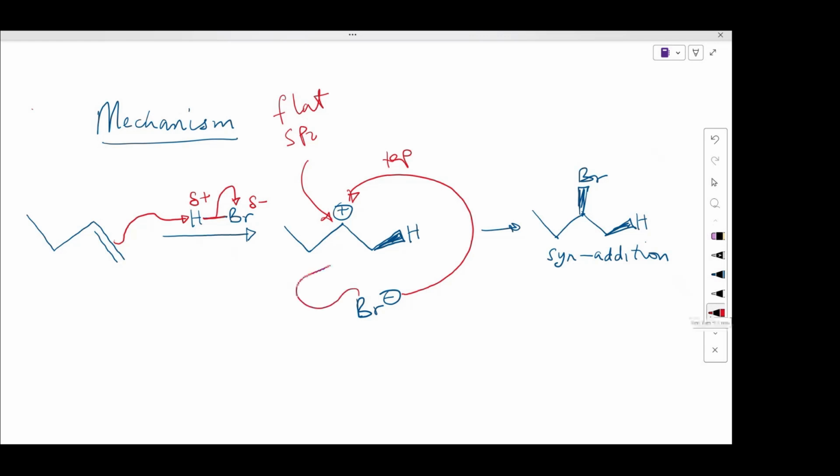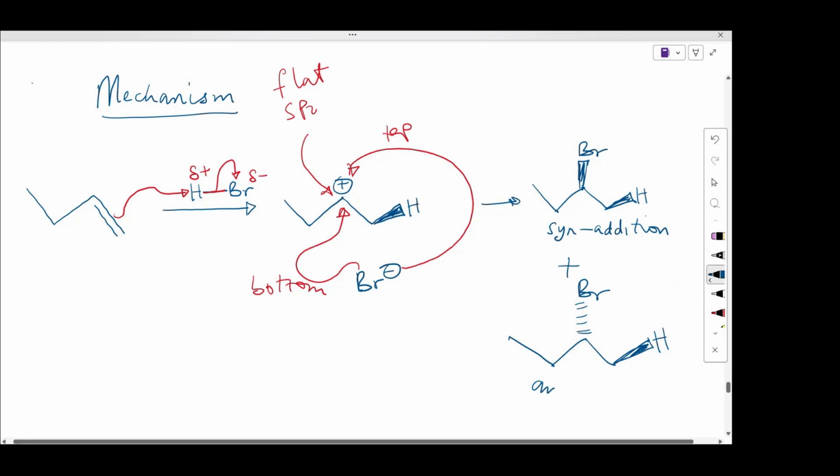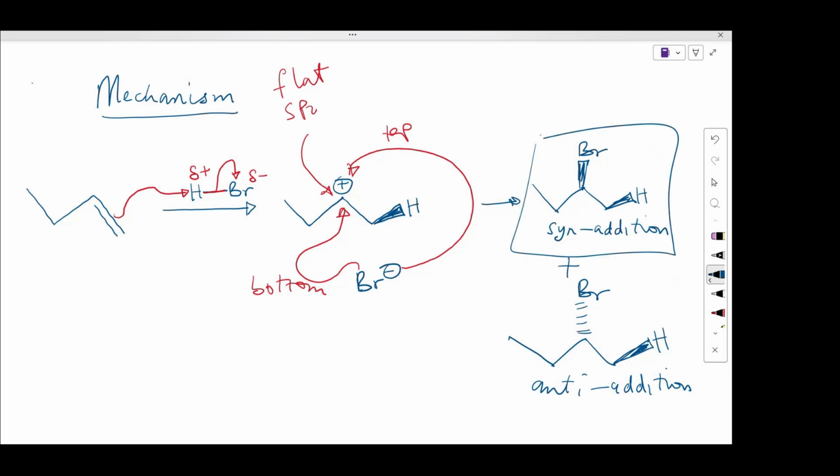The nucleophile can also attack from the bottom face. And if that were to happen, we will form a product in which the bromine will be attached on a dash bond. And this is known as the anti-addition product. And this explains why we have a syn-addition product as well as an anti-addition product.